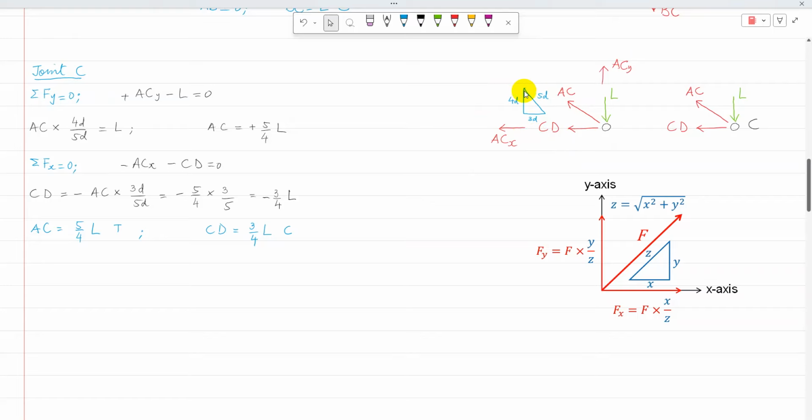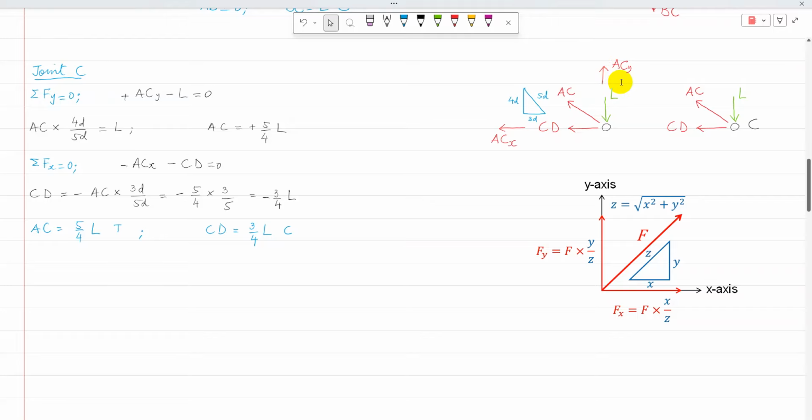Using the triangle, I can find the x component of AC as AC times the horizontal side of the triangle divided by the diagonal. The diagonal, or hypotenuse, is 5D. Then ACY is equal to AC times the vertical side of the triangle over the diagonal. Now in the horizontal direction there are two unknowns, and in the vertical there is one.